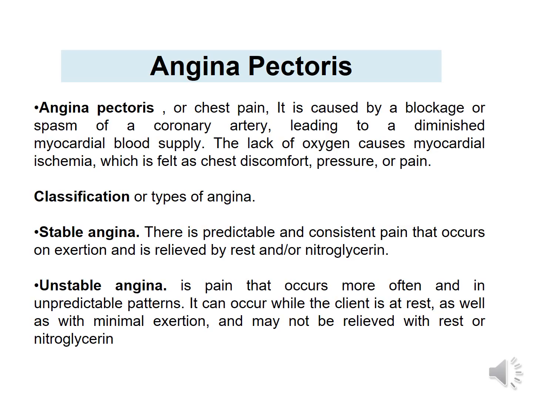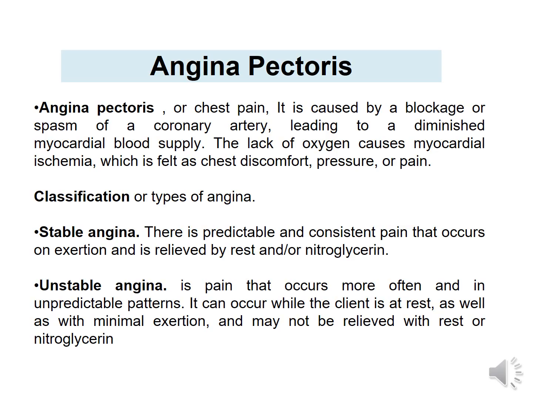Classification means the types. The types of angina, we have two main types. Actually, we have a lot of types, but these are the most common. This is predictable and consistent pain that occurs on exertion, which is called stable angina. The chest pain here occurs on exertion, which means with effort, and is relieved by rest and nitroglycerin. Nitroglycerin is one of the medications taken to treat angina pectoris and improve the blood circulation to the myocardium, or the ischemic myocardium.